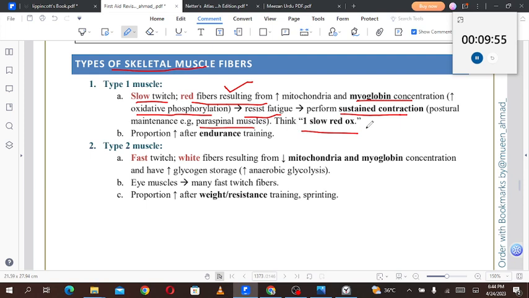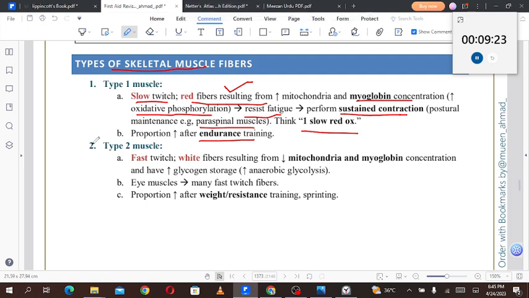Think one slow red ox. Proportion increases with endurance training. So if you're doing endurance training, like excessive plank activity or core training, or running for hours, that type of endurance training will increase the number of type 1 muscle fibers, which can contract for a longer time and sustain the contraction, like postural maintenance, the paraspinal muscle, stuff like that. So you remember: one slow red ox.